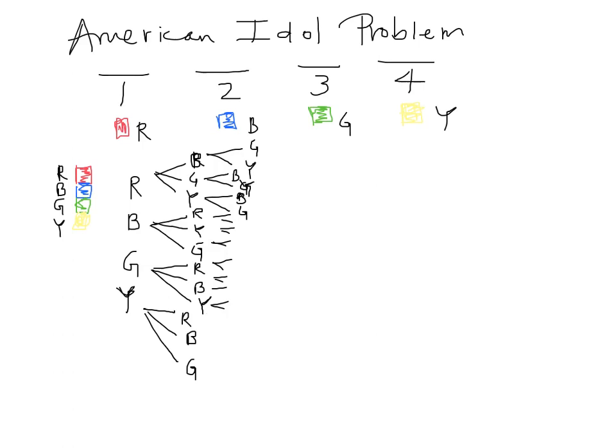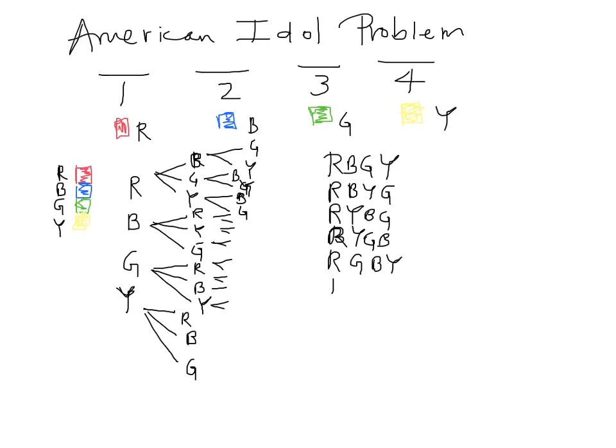The other way to think about it is you could make an organized list. You could go red, blue, green, yellow, and then red, blue, yellow, green, and then maybe red, yellow, blue, green, and then red, yellow, green, blue, and then red, green, blue, yellow, red, green, yellow, blue, and then I could start with blue as the first, or whatever, and I could keep going, right? Dot, dot, dot.